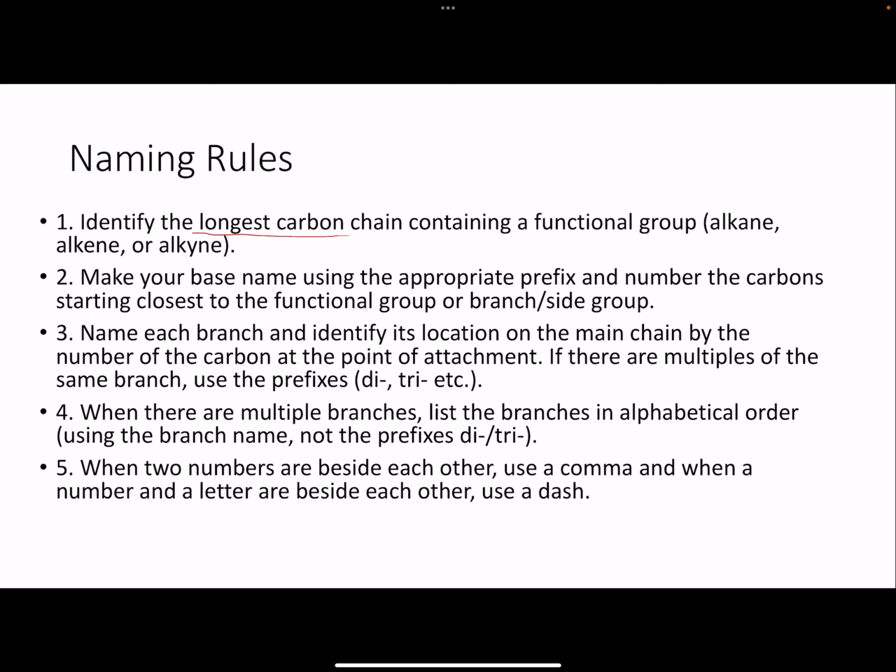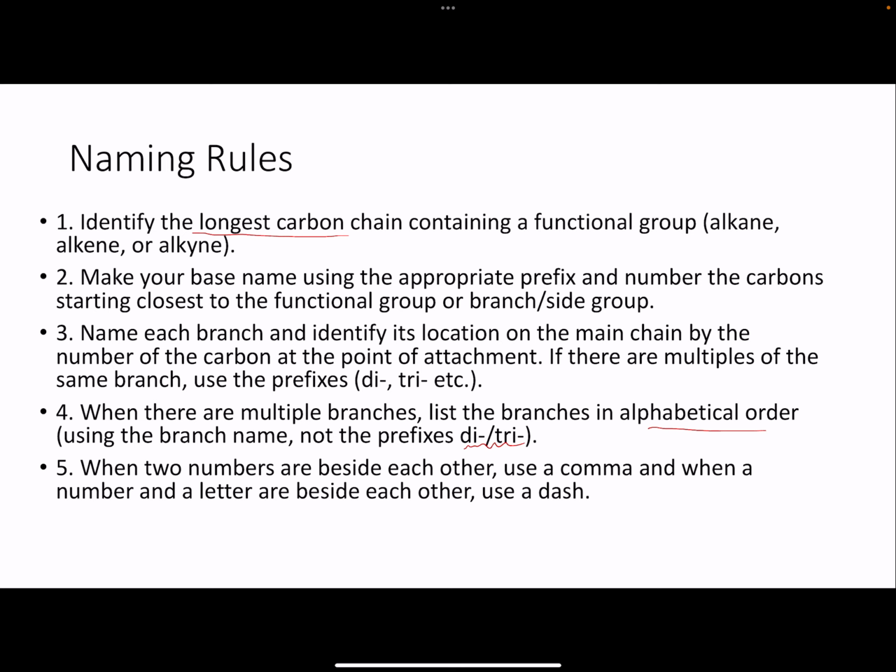When there are multiple branches of different types, we'll put them in alphabetical order. Okay, so for example, if I have a methyl and an ethyl branch, then the ethyl will come first in the name. Okay, we do not use the prefixes to do this. Lastly, when we're showing position of something on a molecule, we'll make sure that we use commas between numbers and a dash between letters and numbers.